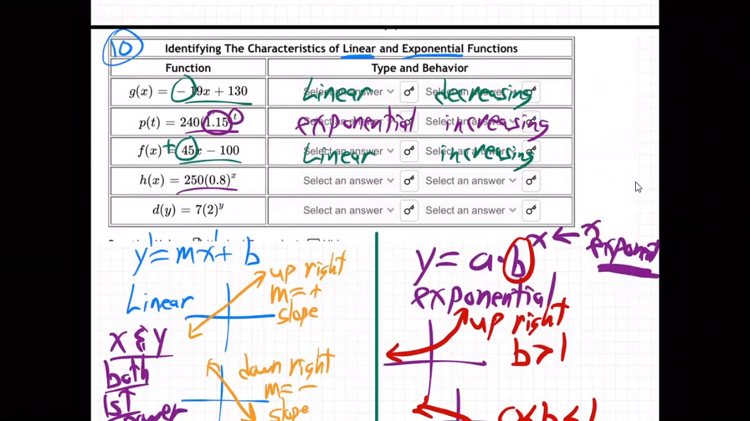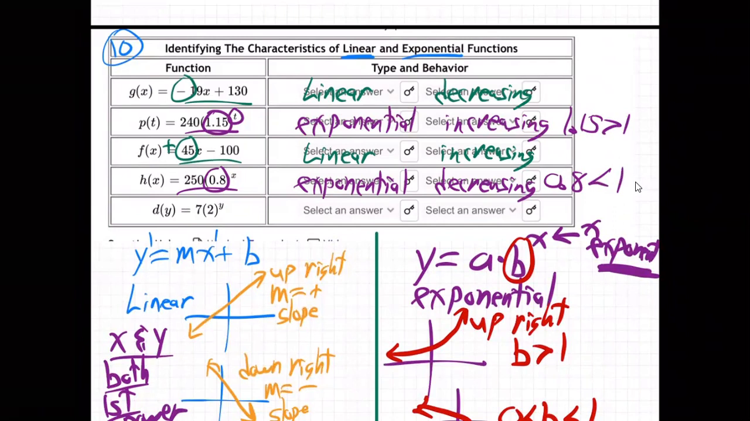The next one, this is exponential again, because the x has climbed into the exponent zone. And the base, notice, is less than 1. So that's going to be decreasing. When the base is a fraction, a decimal, 0.8 is the base, whereas this one, it was 1.15. So that's greater than 1. This one's less than 1.